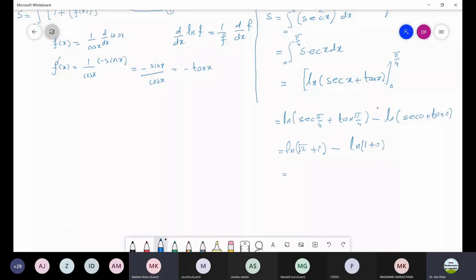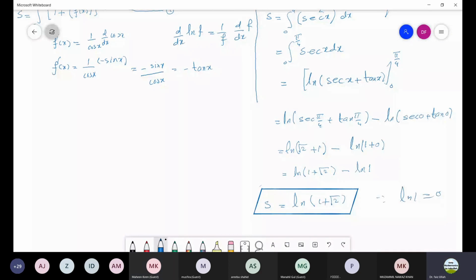Now look at here. From this I get ln, let me write it here, ln of 1 plus under root 2, minus ln 1. And from this I get S is equal to log of 1 plus under root 2, because ln 1 is equal to 0. So that is the required solution. That's all.